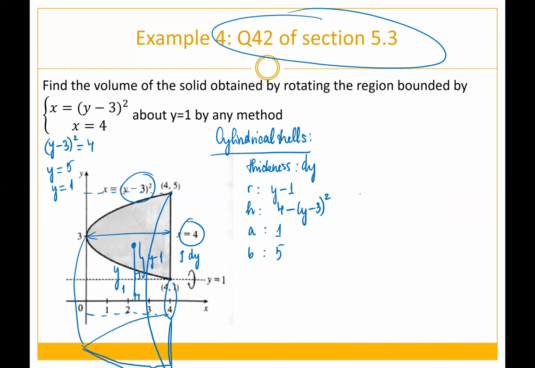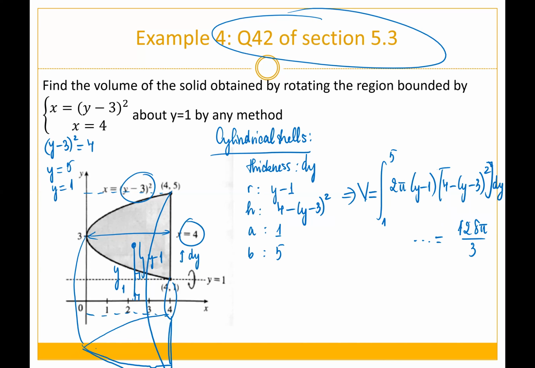So now using cylindrical shells, your volume is the integral from 1 to 5 of 2 pi times the radius, y minus 1, times the height, 4 minus (y minus 3) squared, dy. You can continue to find the volume in this case. I got 128 pi over 3, but I'm not sure about the calculations. You guys can work on it.